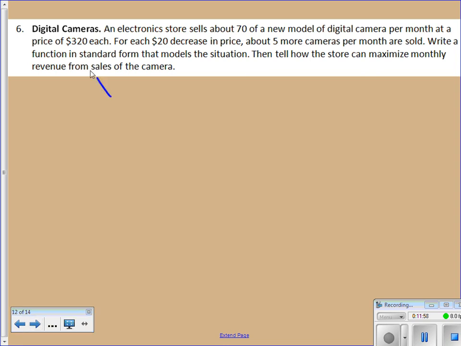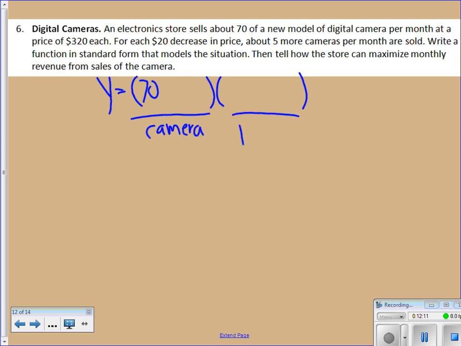Okay, so let me write my quadratic. So I'm going to have 2 parentheses, and then, all right, we're starting with 70, so I have my camera parenthesis, and I have my price parenthesis. So I have 70 cameras per month at $320 each. For each $20 decrease in price, so for every decrease x, we're going down $20, about 5 more cameras are sold, so plus 5x. So again, as a side note, x is our number of decreases. So now, we're going to go ahead, pause the video, and put this in standard form.